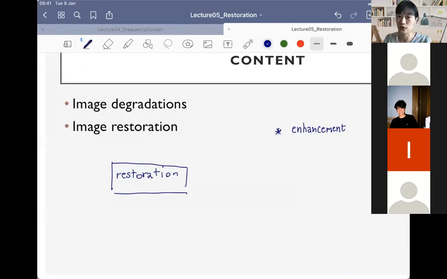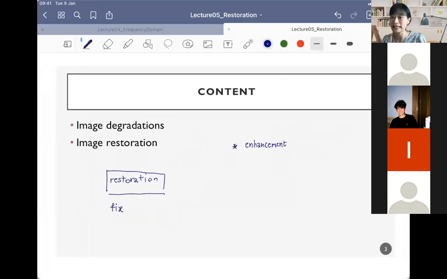Restoration. Restore. Old movie. Fixing. Fixing. Very good word to describe how we fix an image. Yeah, I'm helping you fix the image. Recover detail. Recover some detail. All right. Yeah. Old movie, like they have some noise, right?